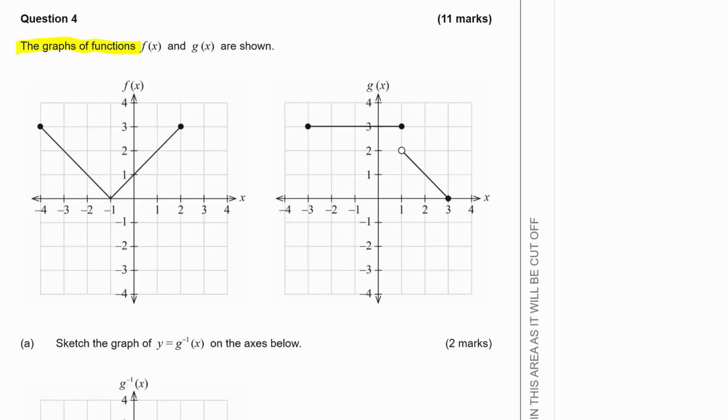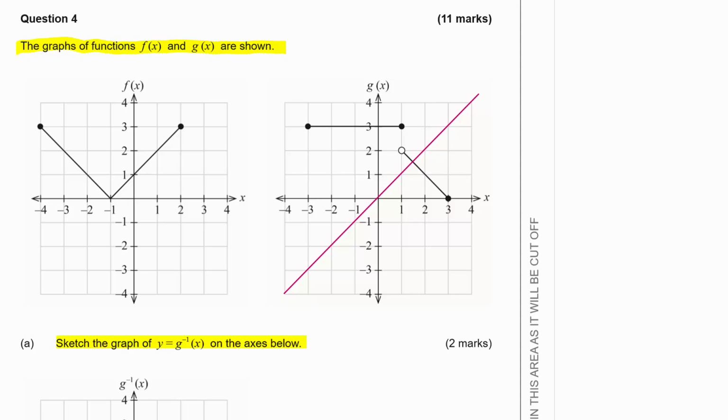The graphs of functions f of x and g of x are shown below. We want to sketch the graph of the inverse of g on the axes below. I'm going to do it on the same axes that g's on because it's just easier for me to do that when I'm doing a video like this. We know that it's going to be the reflection in the line y equals x.